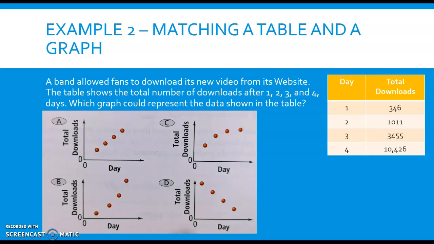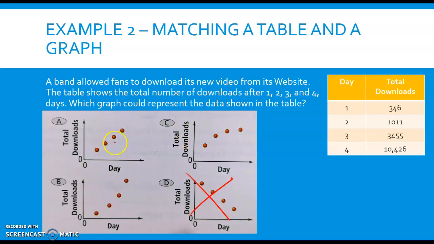A band allows fans to download its new video from its website. The table shows the total number of downloads after 1, 2, 3, and 4 days. Which graph could represent the data shown in the table? All right, so first thing I notice when looking at the table is that our values increase. So when I look at the graphs using process of elimination, D decreases, so it can't be D. So I'm looking at these others that are increasing.